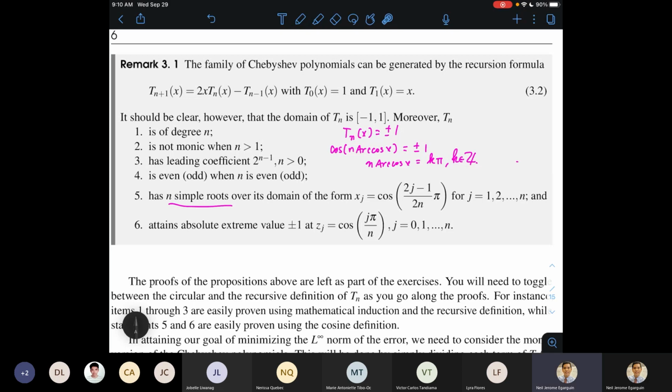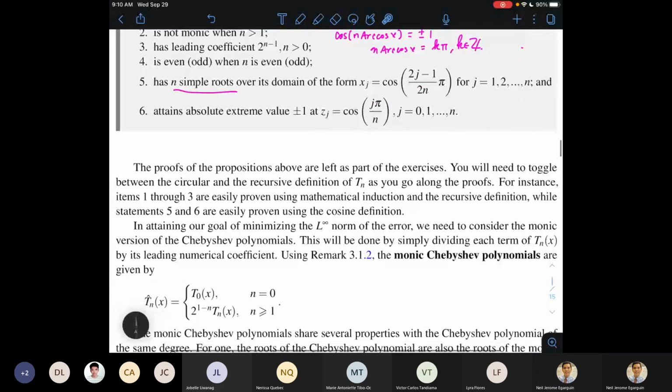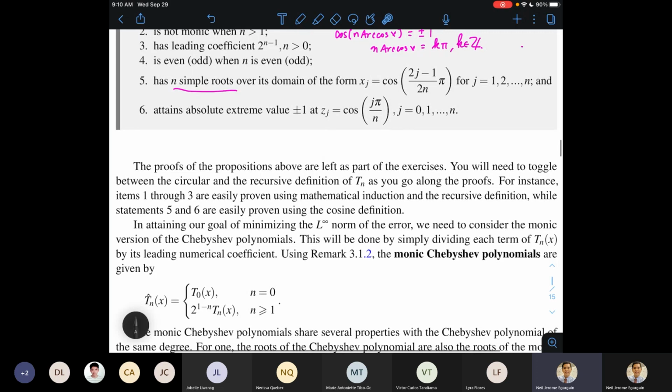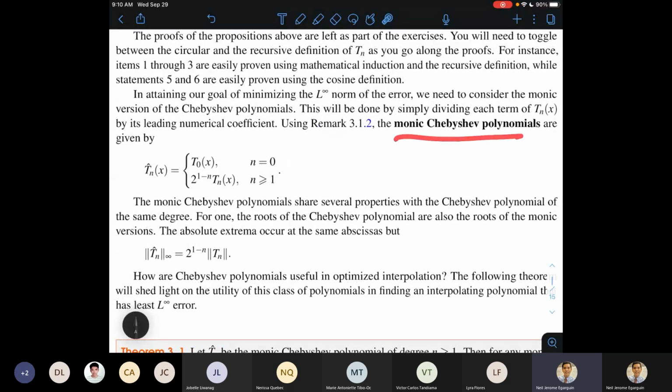Okay. Now, para saan yung Chebyshev polynomial? So anong connect ng Chebyshev polynomials dun sa goal natin? Remember, our goal is to minimize omega. But before we go there, or certainly go there, i-define ko muna yung monic version ng Chebyshev polynomials.